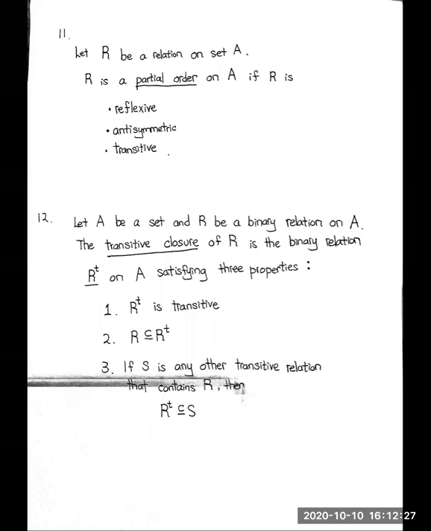Then definition 12, which is the last definition in our lecture: let A be a set and R be a binary relation on A. Then the transitive closure of R is the binary relation RT on A satisfying three properties. First, RT is transitive. Second, the relation R is a subset of RT. And lastly, if S is any other transitive relation that contains R, then RT is a subset of S.